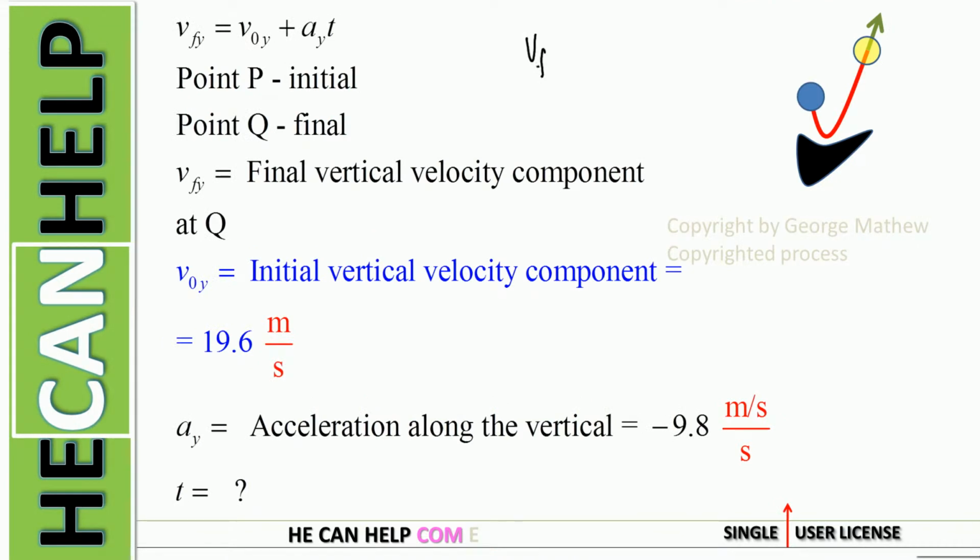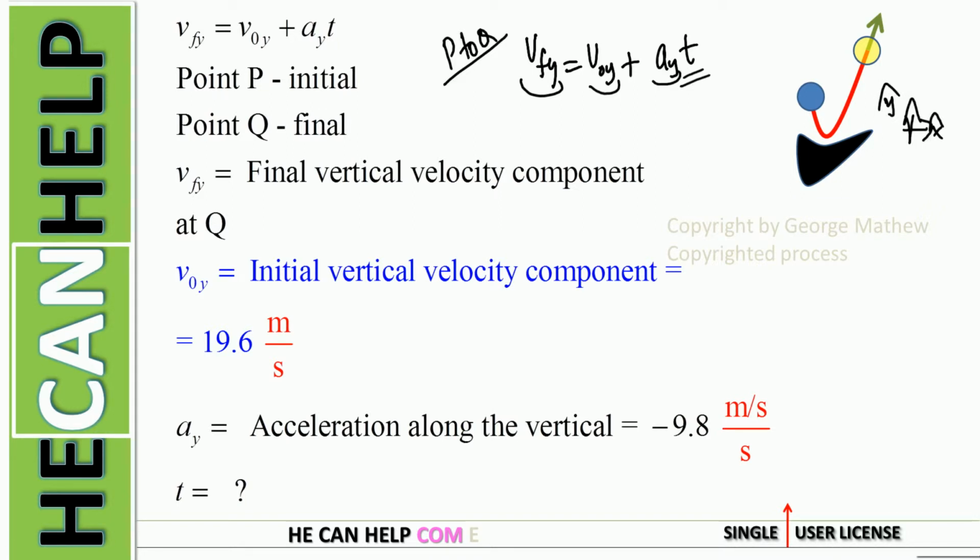Based on the equation of kinematics, we have V final y is equal to V initial y plus acceleration along the vertical times time. The final velocity along the vertical, we are going from P to Q, so we want to know the final velocity at point Q. We know the velocity at the initial point, point P, is 19.6 meters per second. Acceleration along the vertical is negative 9.8. Positive x is defined as to the right. Positive y is defined as vertically up.